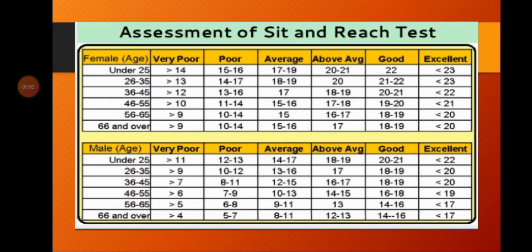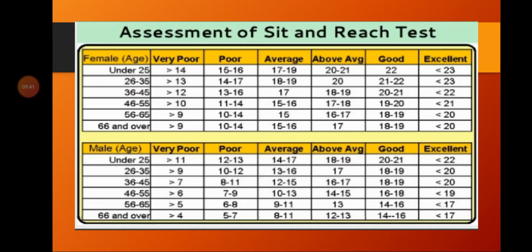For the female under 25 years of age, below 14 is considered very poor, that is marked in centimeters, and excellent is about 23. Then 26 to 35 of women category, below 13 is very poor and 23 is considered excellent. Then 36 to 45, below 12 is considered very poor and above 22 is considered excellent.